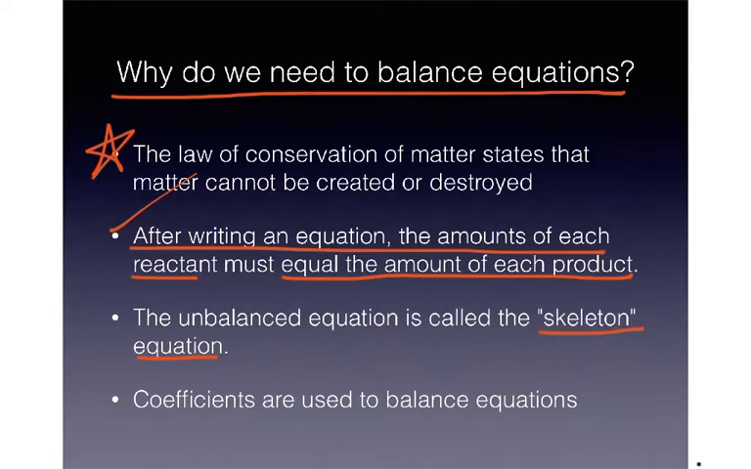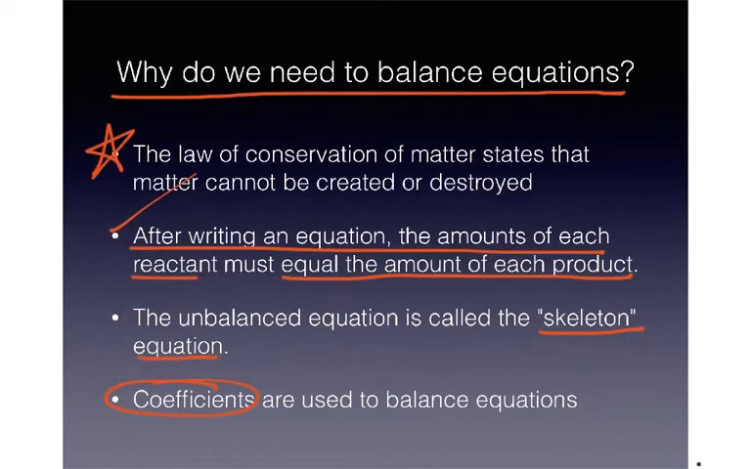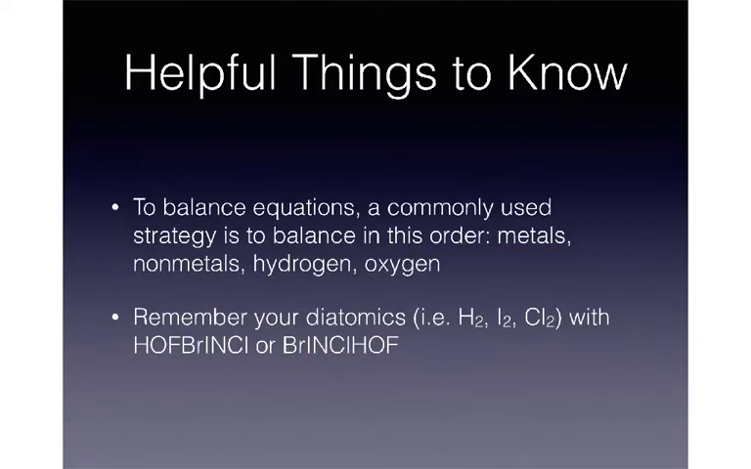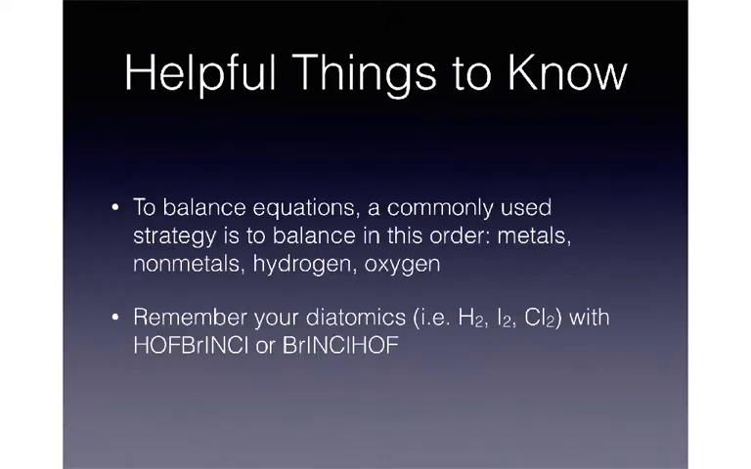And then there are the coefficients, and the coefficients are basically just these numbers that I put here, and these are the numbers that are used to make sure that the elements on both sides are balanced. So some helpful things to know before we start balancing equations, which will be in the next slide: a commonly used strategy, which I used throughout the entire thing, was to balance in this order, which is metals, then you move on to your nonmetals, then you move on to your hydrogens, and then you move on to your oxygens.